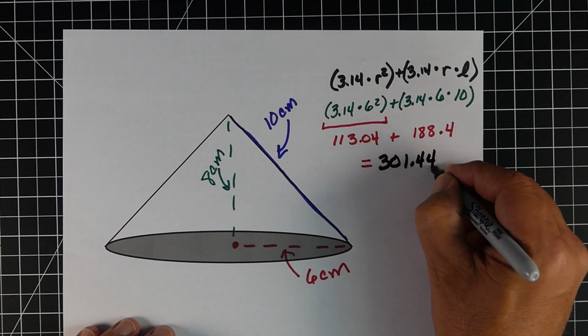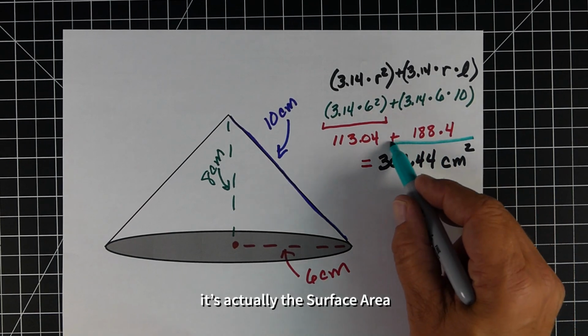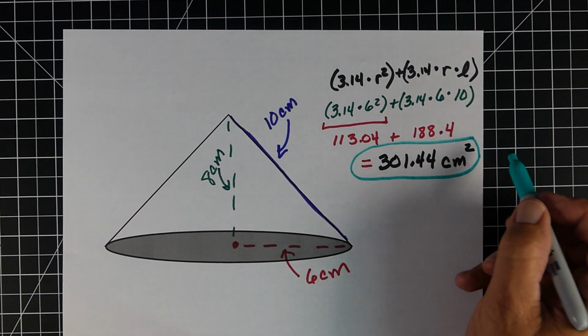Just add them together, and that is your surface area, 301.44, and that's going to be centimeters. It's squared, not cubed, so squared. Last one, example number 4.